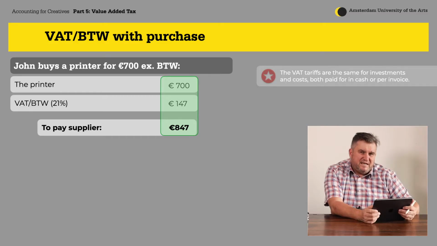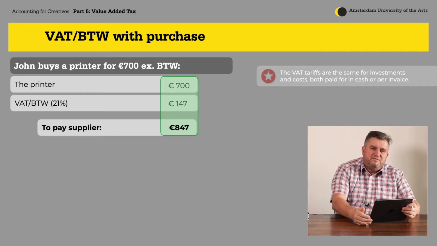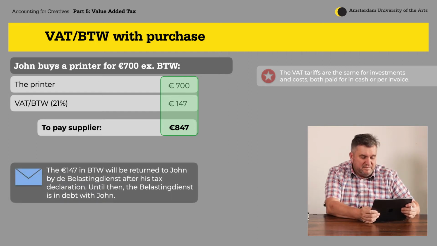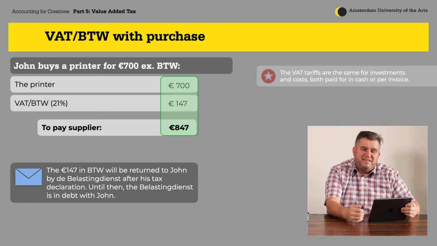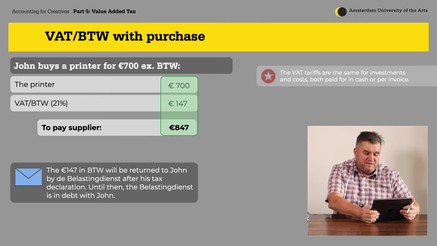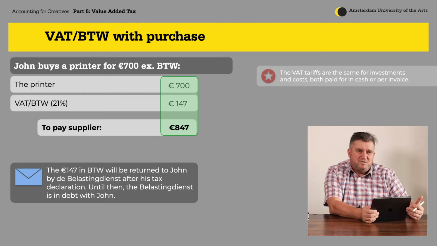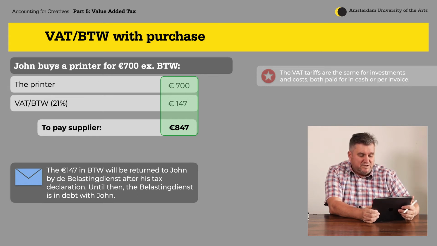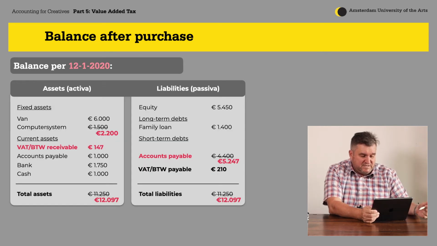So in the meantime, between the payment of this VAT and the refund from the Belastingdienst, it means that the Belastingdienst is actually in debt with John. He has this amount of money to get refunded. So in the balance, we will note this as an asset, as a claim to the Belastingdienst, and it will be shown like this. Your computer system is raised with 700 euros.